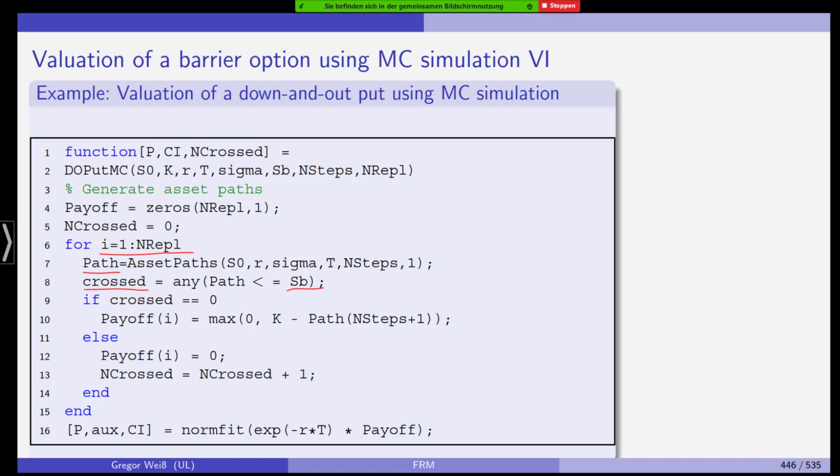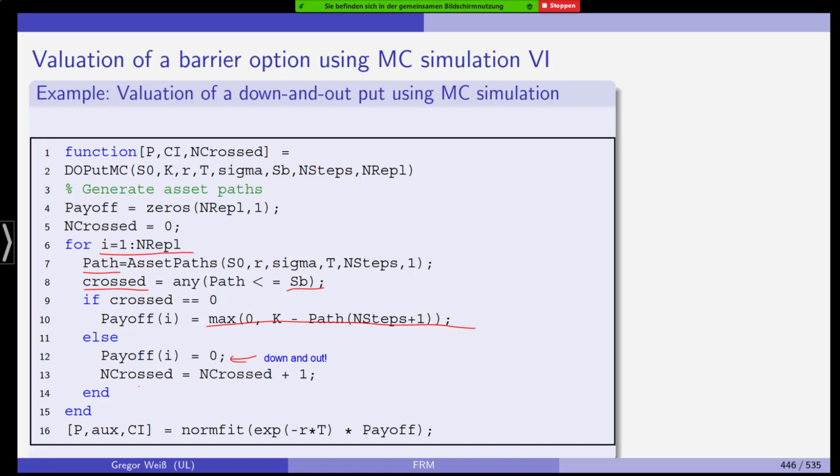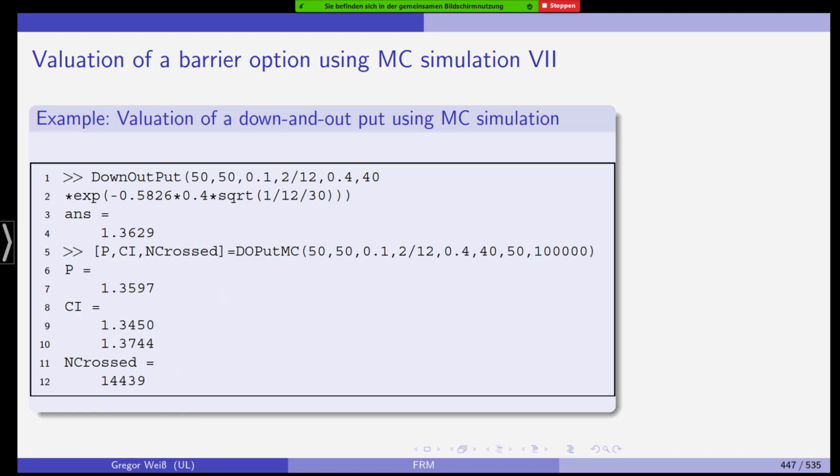then payoff is a regular put. Else, the payoff is 0 because the put, let's write this next to this, is down and out. This is happening in line 12. And we want to know how many times has this happened for, let's say, 10,000 simulations. So nCrossed is nCrossed plus 1. And in the end, we fit our normal distribution to the discounted payoffs, and we get the price and the confidence interval. So let's see what happens.